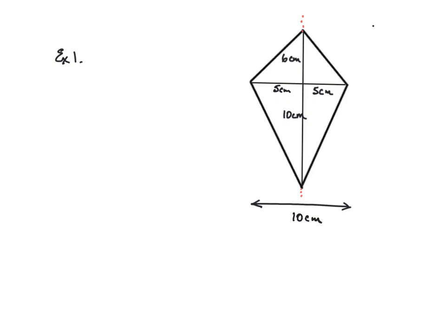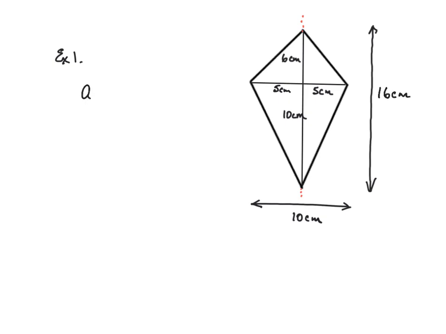And how long is the other diagonal? Well, it's this distance here from top to bottom that we're trying to find. This part here is 6 centimeters and this part here is 10 centimeters. So the total length of this second diagonal is 16 centimeters.